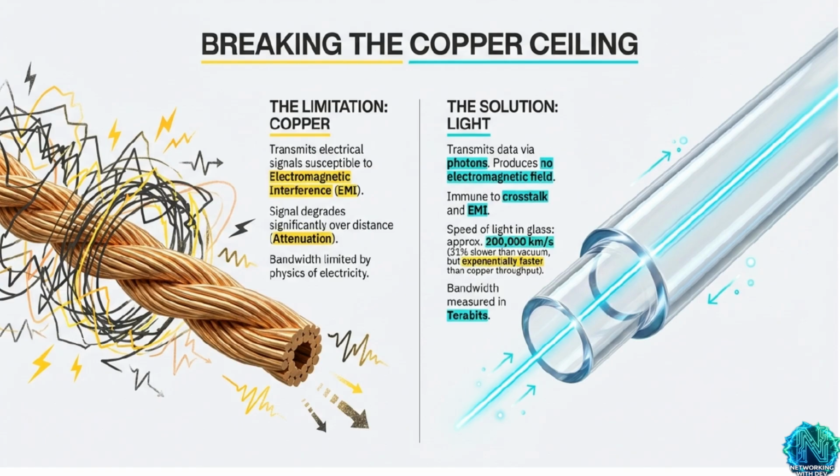While electricity has a speed limit, light in glass travels at roughly 200,000 kilometers per second. This shift changes the conversation from megabits and gigabits to terabits. Fiber isn't just a faster wire. It's an entirely different medium that removes the distance and interference barriers that hold copper back. Let's look at how this technology actually works under the hood.